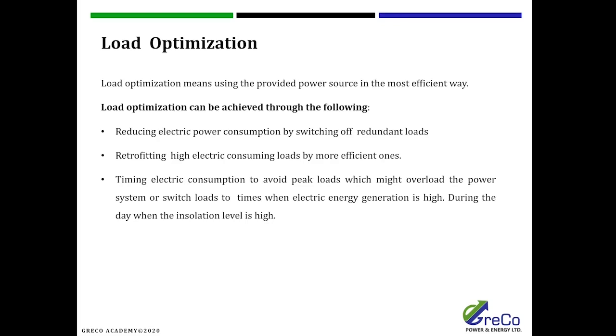And load optimization can be achieved through the following: either reducing the electric power consumption by switching off redundant loads, or retrofitting high consumption loads with energy efficient ones. Also, timing the electric consumption to avoid peak load, which might overload the power system, or to switch loads to time when electric generation is high, during the day when insolation level is high. So, when next we are putting load analysis into consideration, we should have at the back of our mind that load optimization is very, very important and key.